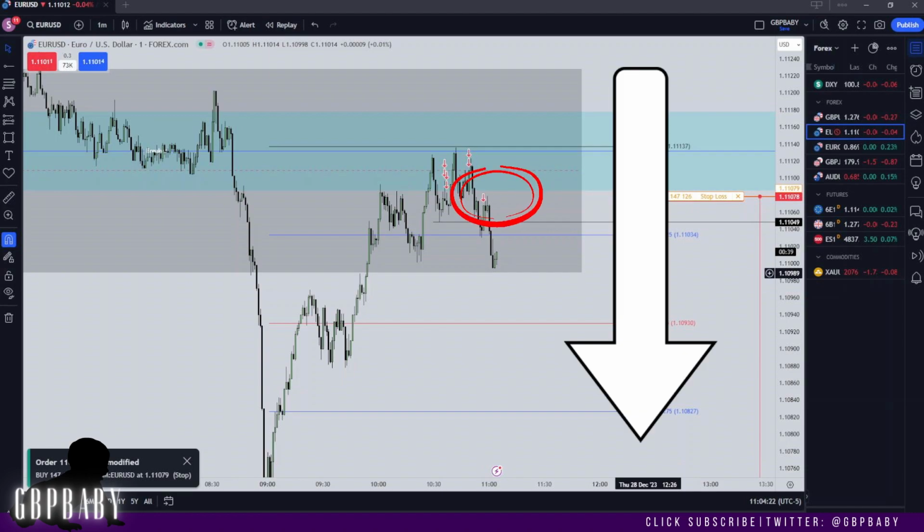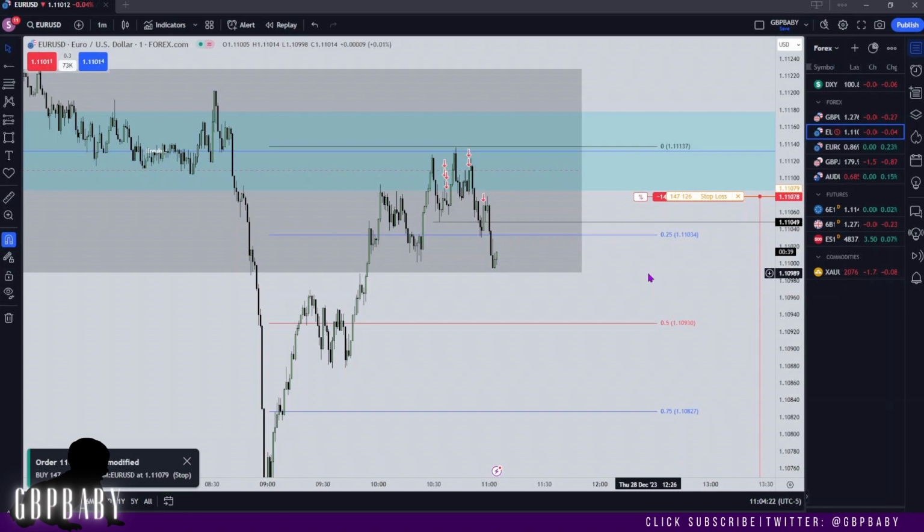So if price was to then reach above where my new stop loss is, it would mean something completely different and would simply be on the wrong side of the market, which is why I was confident that I could place it and move it there.